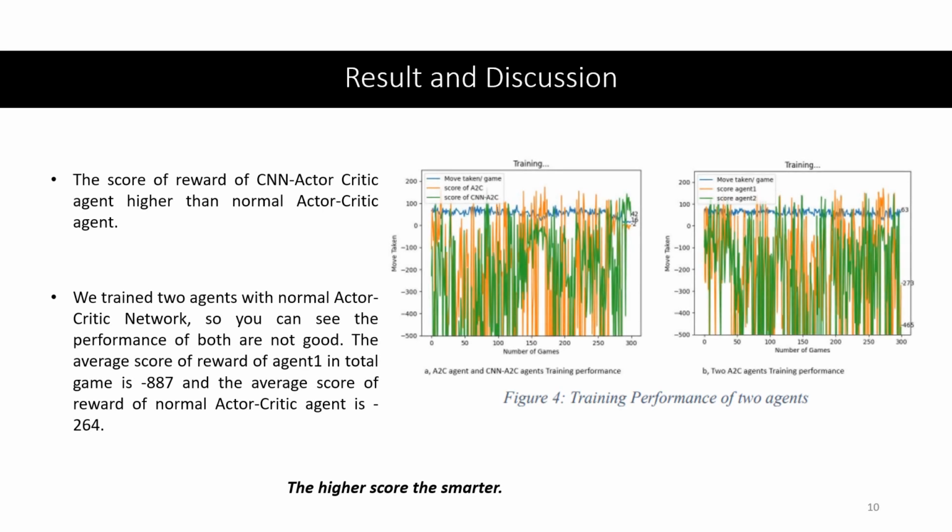So this is the result, and we have some discussion. As you can see in figure 4, in the training performance of the two engines, the reward score of the CNN actor-critic engine reaches higher than the normal actor-critic engine. Because we trained two engines at the same time, the two engines learned while playing together. And we then swap the engines.